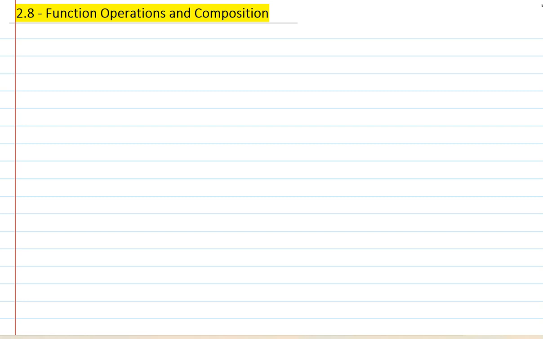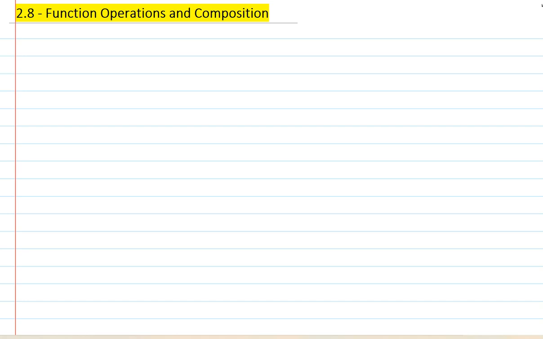Let's talk about function operations and composition. So we're almost done with this work. This whole discussion we've been having over the last 7 lectures was about functions. So we're going to wrap this idea of functions up now using operations and composition of functions.